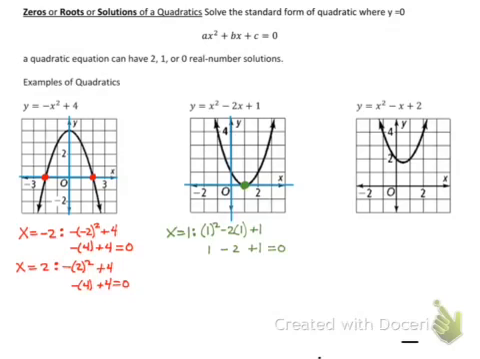And finally, the third example, it does not cross the x-axis at all. So we will never cross the x-axis, so we'll never have 0. And that means that there's going to be no solution.